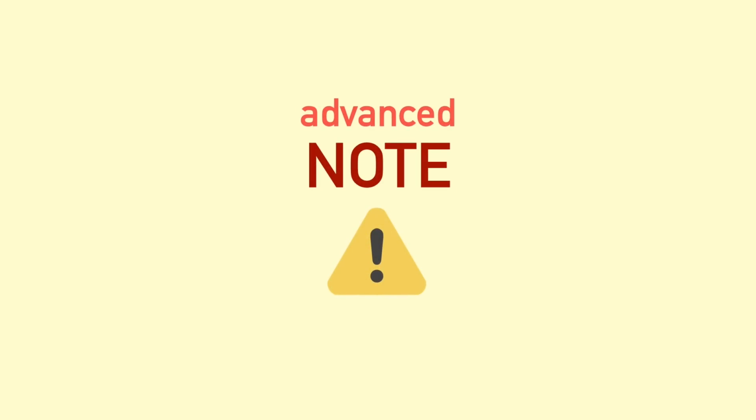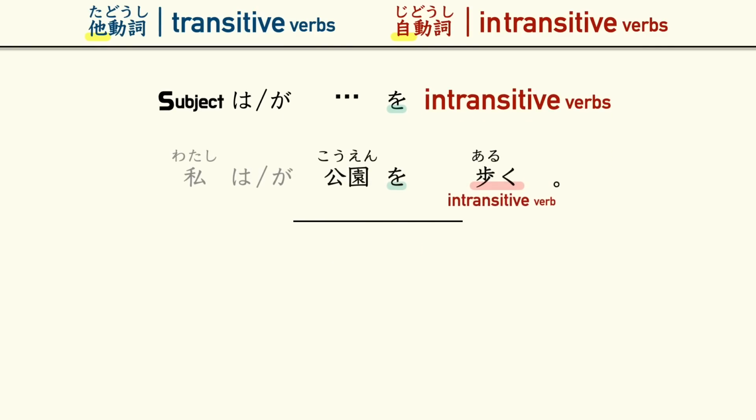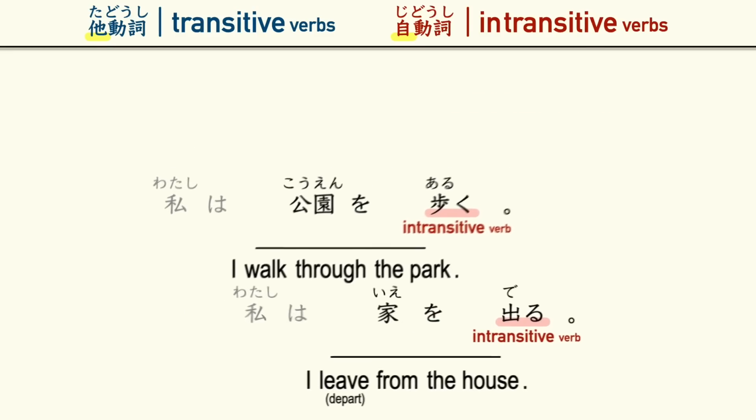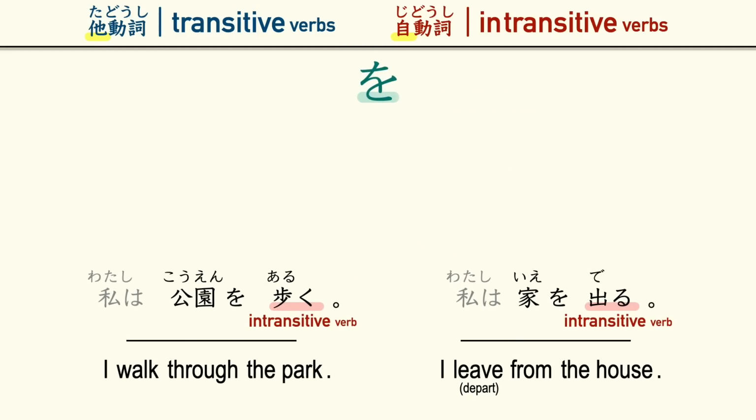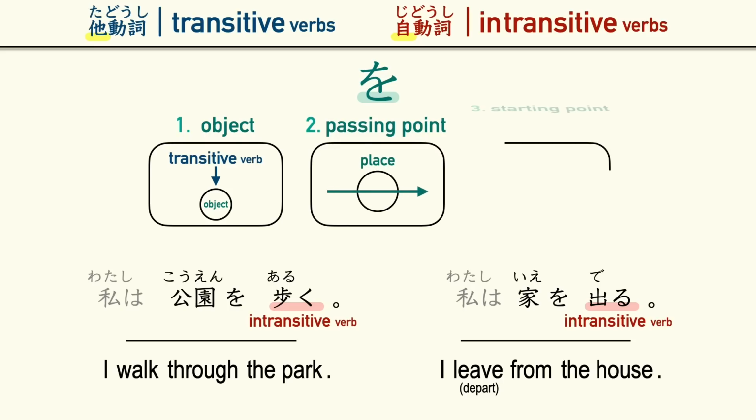Advanced note. I said transitive verbs can take the o particle, and intransitive verbs cannot. However, in some rare cases, some intransitive verbs can take the o particle. For example, 公園を歩く, 家を出る. This is because the o particle is used not only to mark objects, but also passing points and starting points.